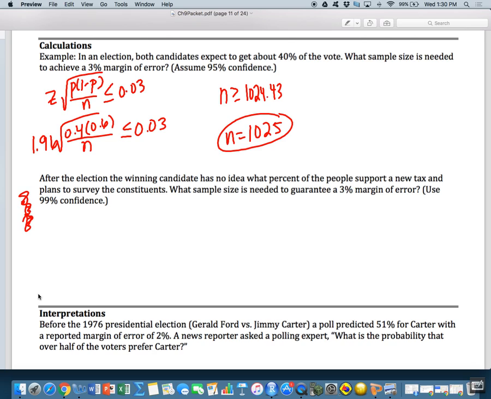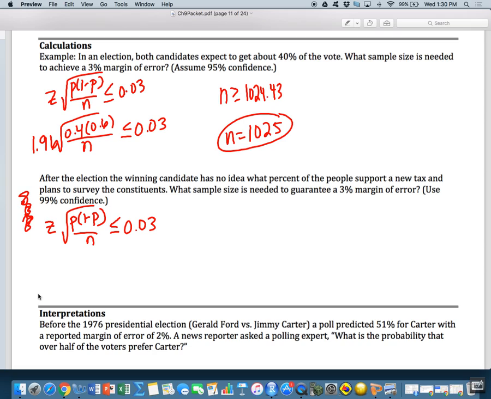Somebody said it. You don't know the percentage of people that support and are against it. I don't know P, right? So anytime that you don't know P, you want to overestimate rather than underestimate. So you're still going to use this same formula, and that's going to be less than or equal to 0.03.